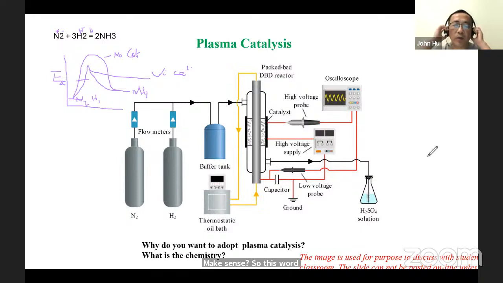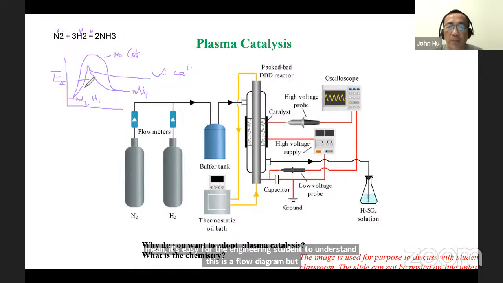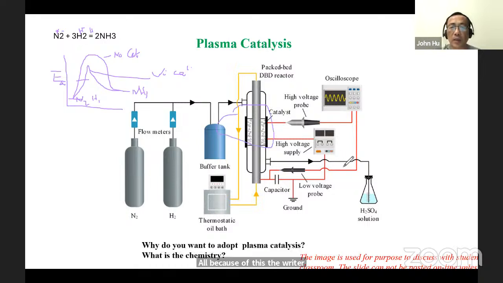So this is very complex. I mean, it's easy for the engineering student to understand this is the flow diagram, but I interpret this from the chemistry point of view, how you overcome activation energy, all because of this reactor. Okay. So in this reactor, so-called DBD reactor, you apply the voltage. This voltage actually activates the nitrogen and hydrogen. So nitrogen and hydrogen is not in the original neutral state. They are in the plasma state.